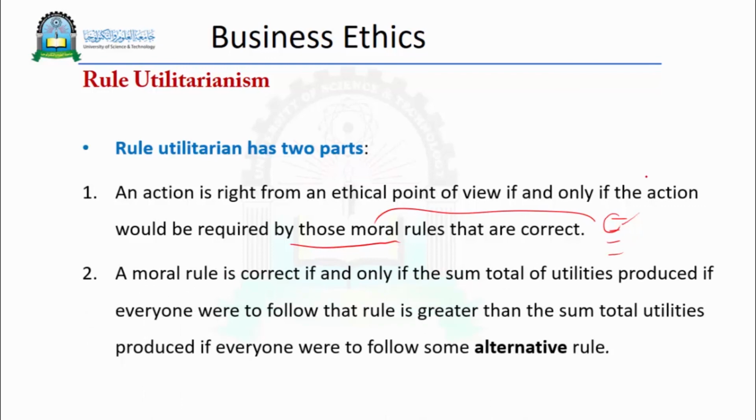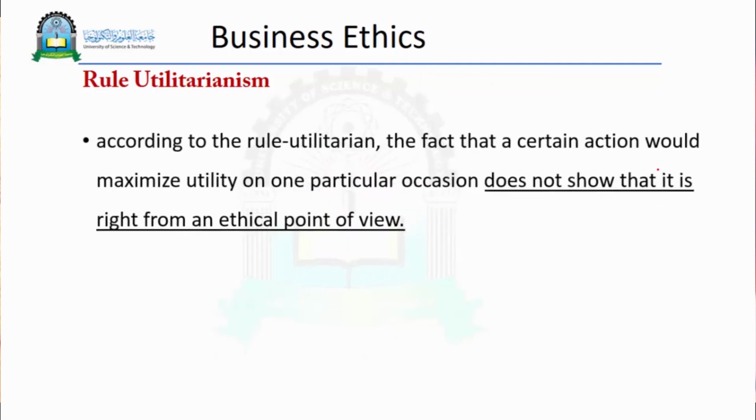A moral rule is correct if and only if the sum total of utilities produced, if everyone were to follow the rule, is greater than the sum of utilities produced if everyone were to follow some alternative rule. So it means that we choose among the best alternatives, and that the best alternative should also be morally correct. So according to the rule utilitarian, the fact that a certain action would maximize utility on one particular occasion does not show that it is right from an ethical point of view.